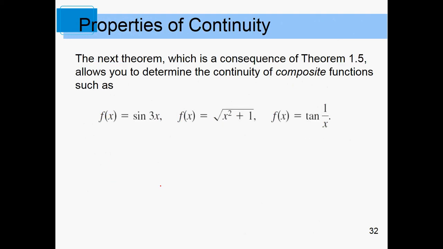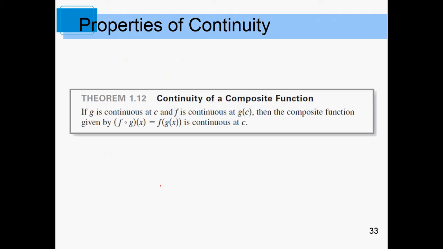The next theorem, which is a consequence of theorem 1.5 from before, allows you to determine the continuity of compositions or composite functions, such as the sine of 3x, the square root of x squared plus 1, or the tangent of 1 over x. Okay? And what it says is if g is continuous at c, and f is continuous at g of c, then f of g of x is continuous. The composition of the two functions is continuous.